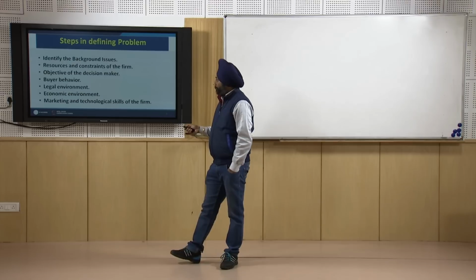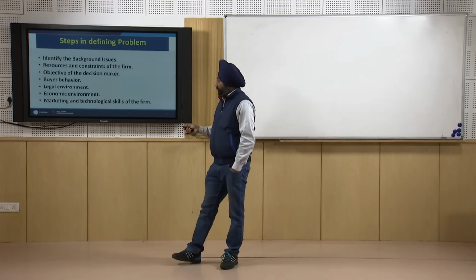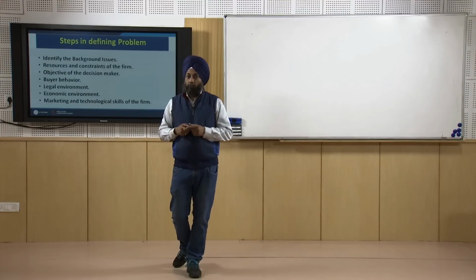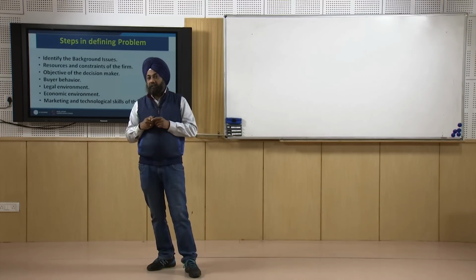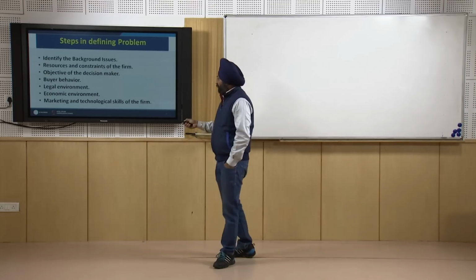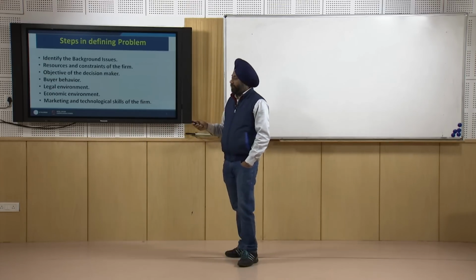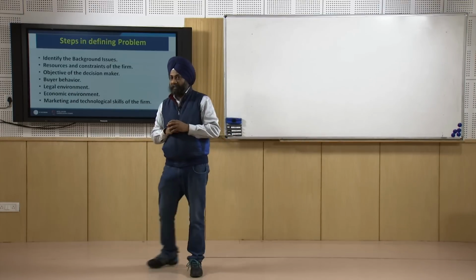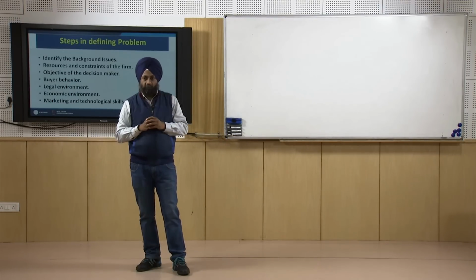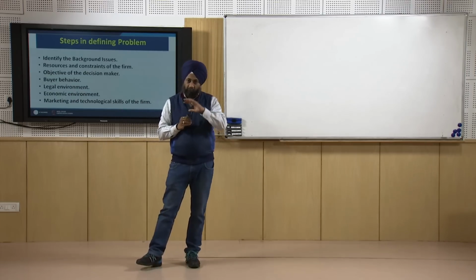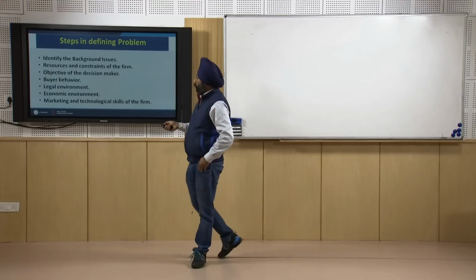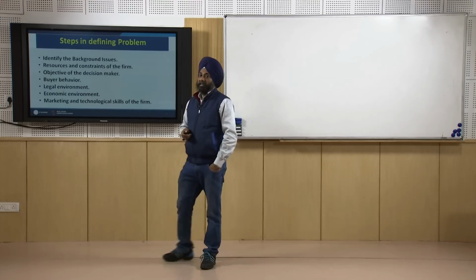Buyer behavior, customer behavior, legal issues. Are we infringing into anybody's domain? Are we violating any copyright issues, or are we challenging somebody's IPR? All those things are also important while defining the problem. The legal environment has to be taken care of, and the economic environment also: what market segment are we targeting, who are going to be the probable customers of the technology that we are going to develop or change using the concepts of value engineering. So consumers and the economic environment also have to be taken care of.